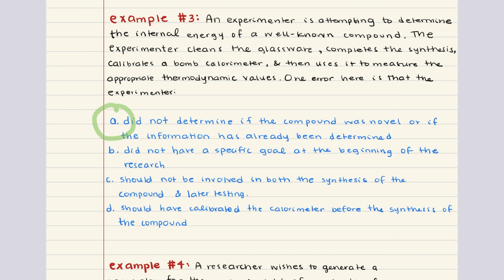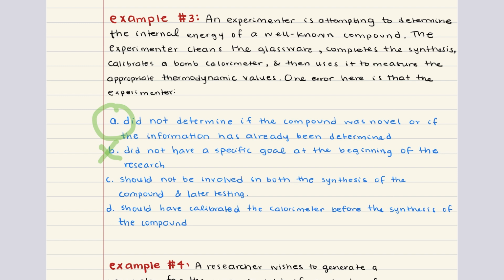Now we're still going to work through B, C, and D. B says the experimenter did not have a specific goal at the beginning of the research. Now, this option is incorrect because they clearly had a specific goal. Their goal was to determine the internal energy of the compound. So B is incorrect.